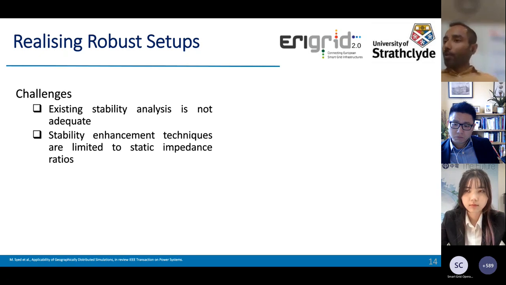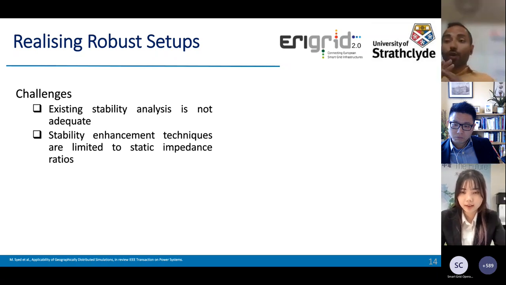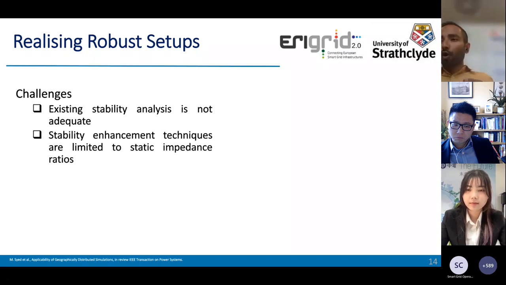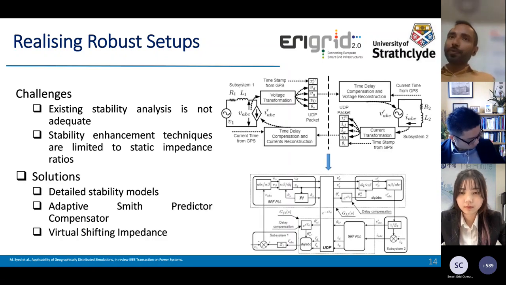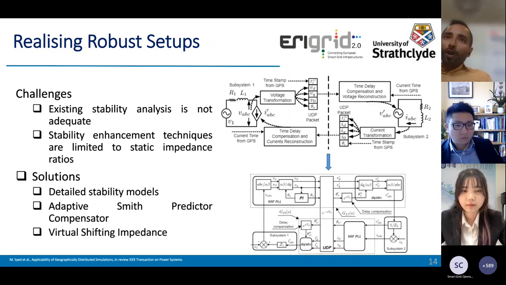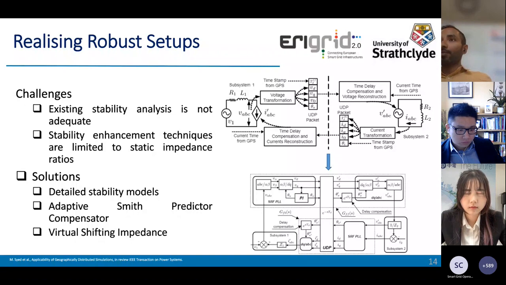However, now moving into smart grid, or if you want to assess the stability of the technologies over a wider range of scenarios or border cases, you reach some scenarios where the impedance is no longer static but keeps changing. What are we doing to address this? One of the topics that we're currently looking into is the development of detailed stability models that are based on small signal principles. The second one is to improve the stability.